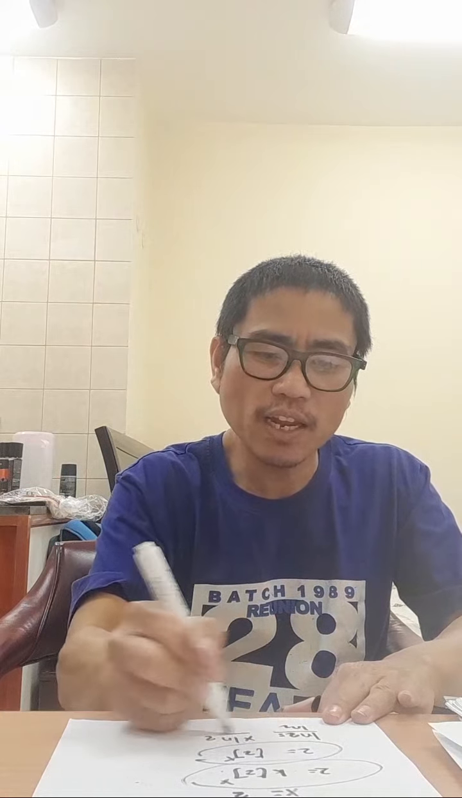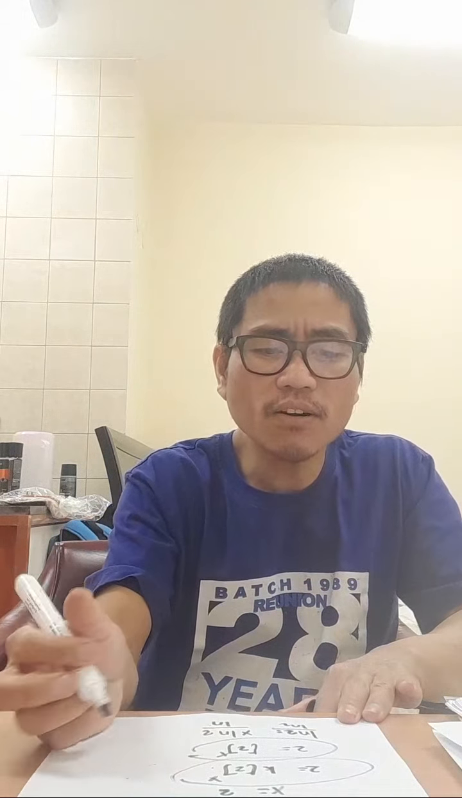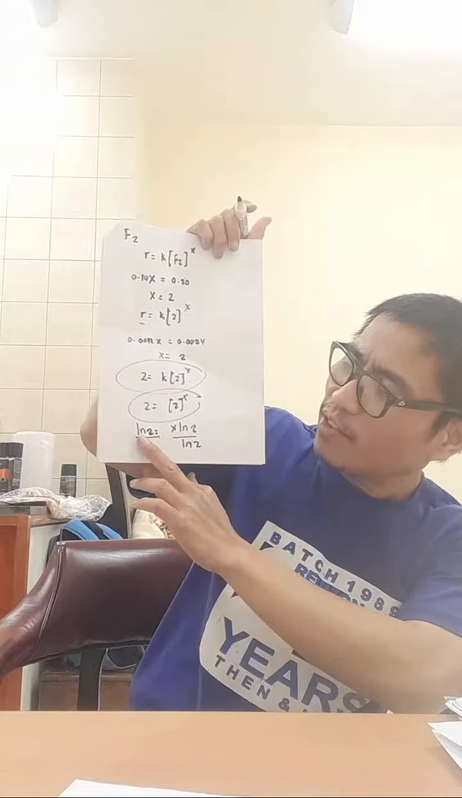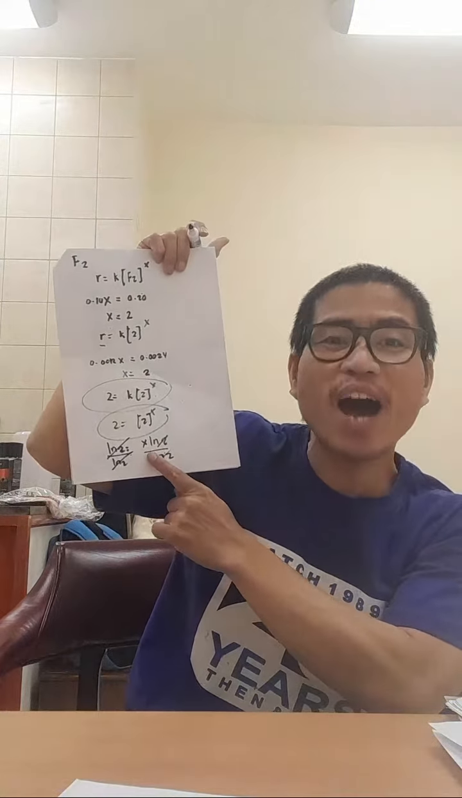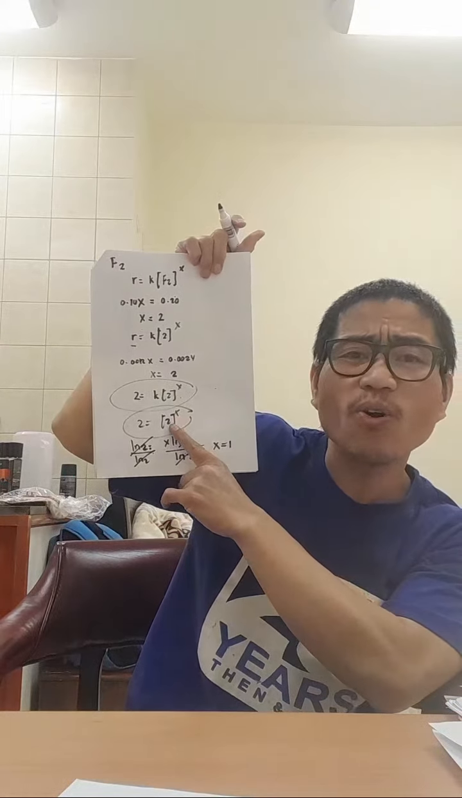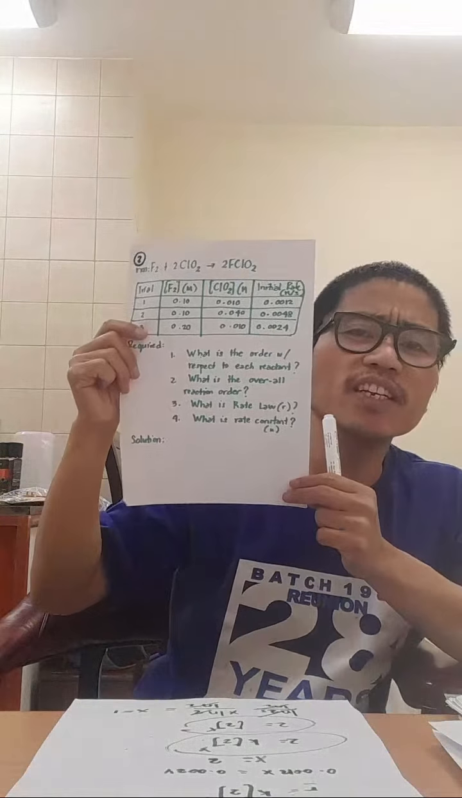Okay, ln 2 cancels. Okay, guys, ln 2 over ln 2 cancels both. What do you notice here? x is just equal to 1. Now you have a reaction order which is equal to 1. Put that here. So, your reaction order with respect to fluorine gas is 1. You answered already the number 1 question in terms of fluorine gas.